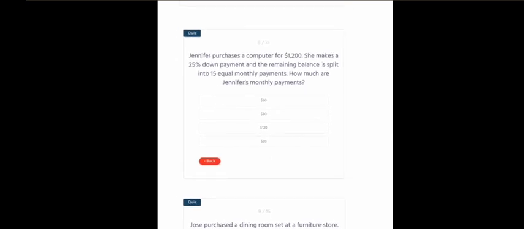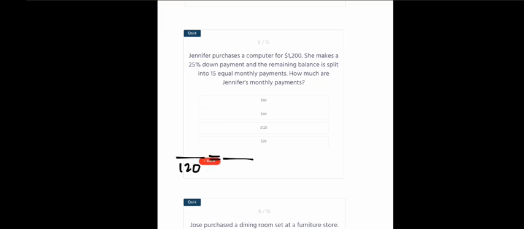It says, Jennifer purchases a computer for $1,200. She makes a 25% down payment, and the remaining balance is split up into 15 equal payments. How much are Jennifer's monthly payments? So same thing. We're going to find out first how much she puts down as a payment, subtract that from the balance that she owes, and then we're going to divide the balance by 15.